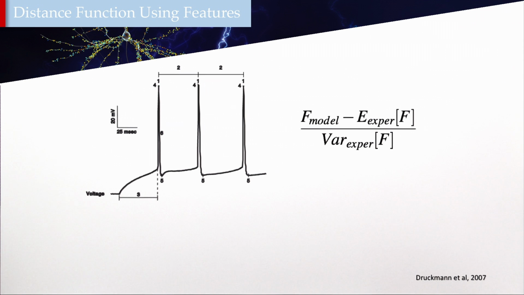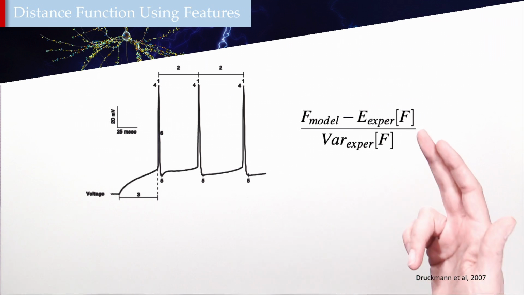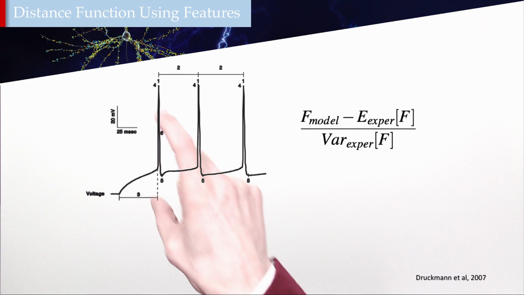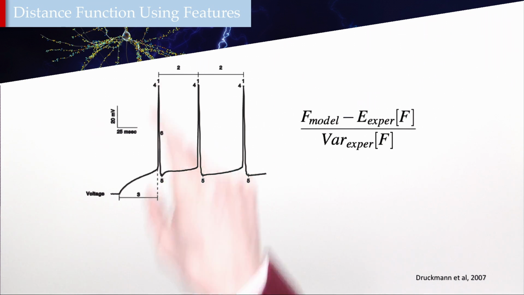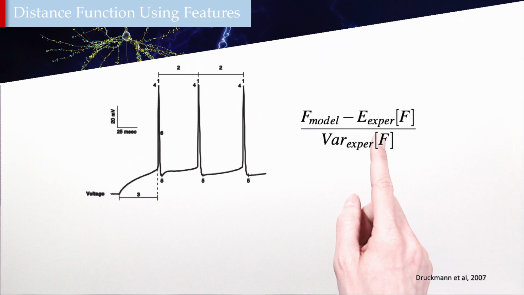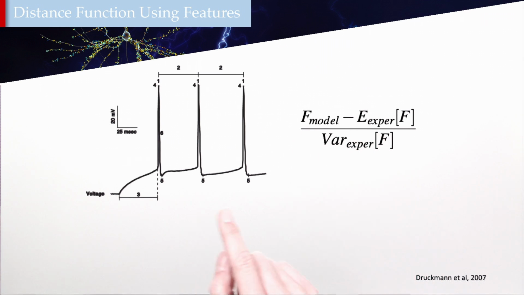What these features allow you to do is measure them, of course, not only in the model, but also in the experimental traces, and not only once, but over iterations of the same stimulus protocol. So you can calculate a mean and a variance. What is the mean action potential height, and what's the variance in the experimental trace? By then subtracting the experimental mean from the model feature and dividing it by the standard deviation, you can do two things.